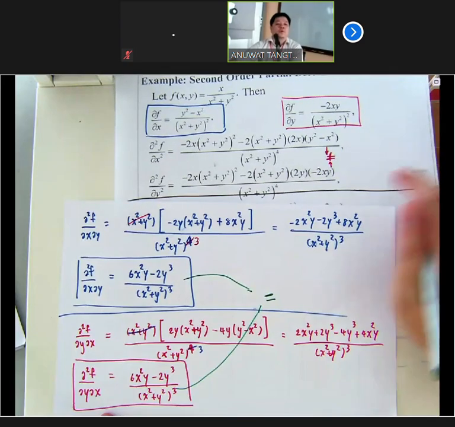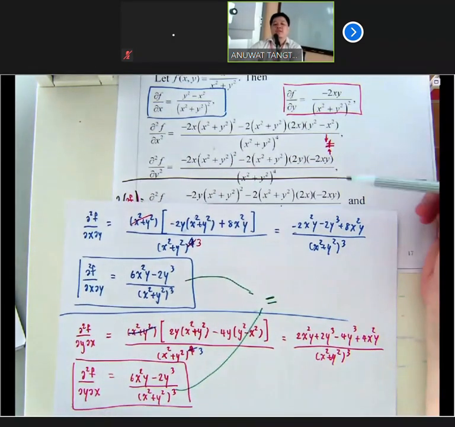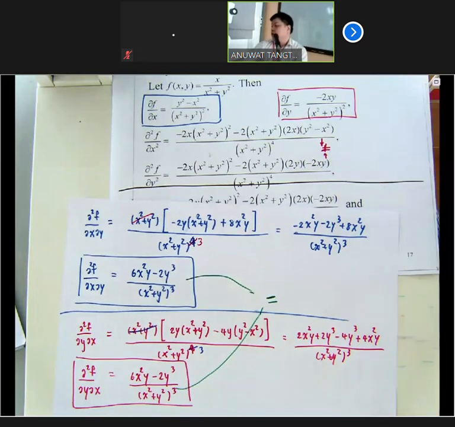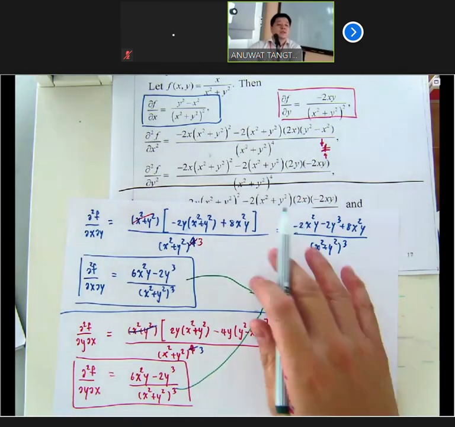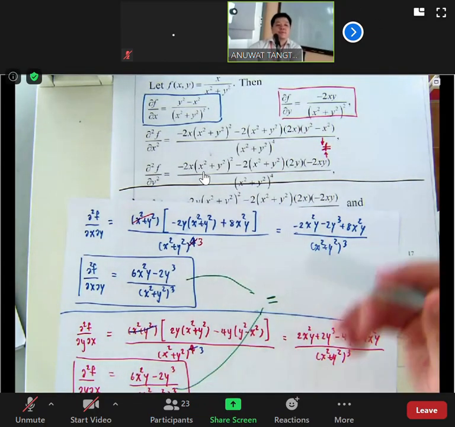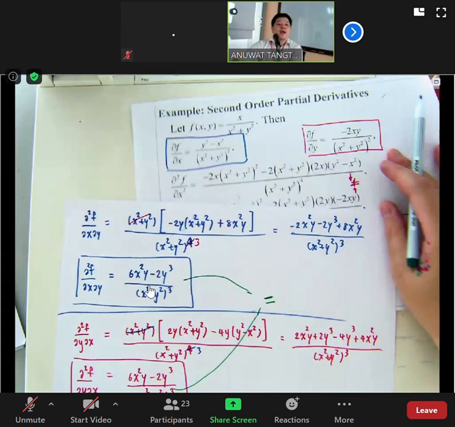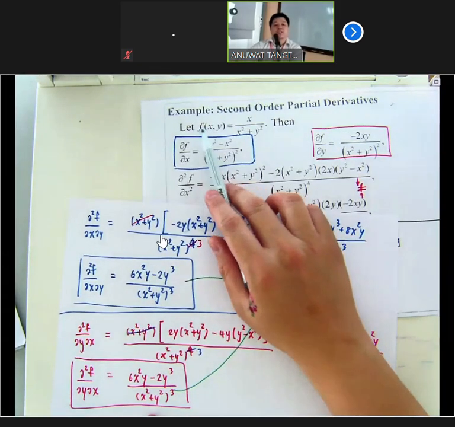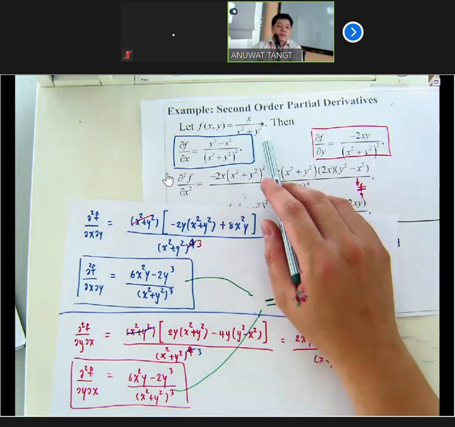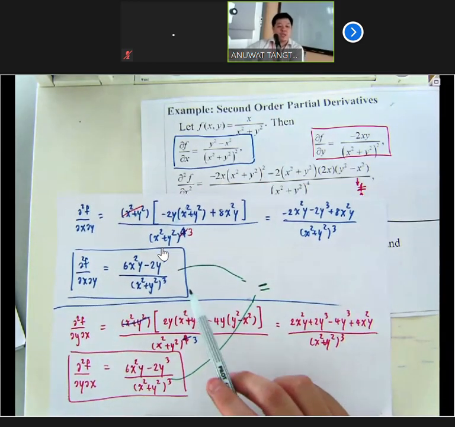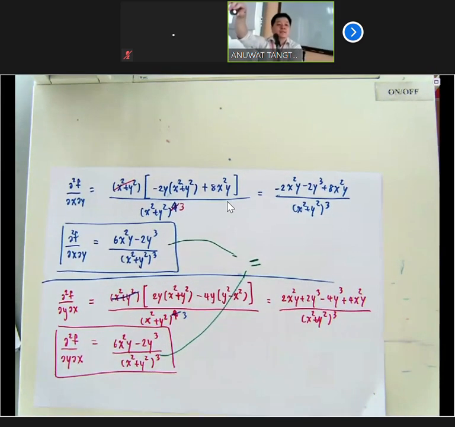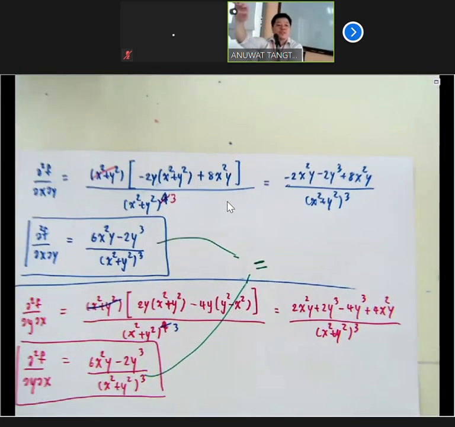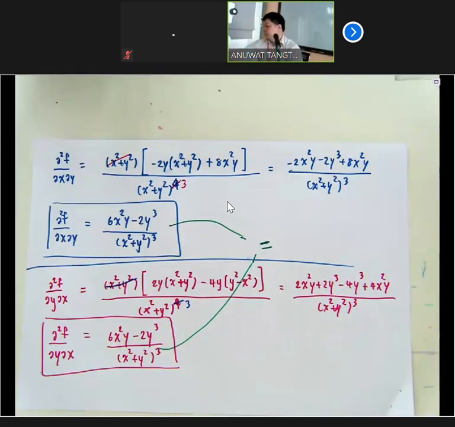Okay, so these two are not equal. So in the previous example, it was just a coincidence that they are equal. But for the case of this mixed partial derivative, if you look at the original function, the function is not symmetric at all. But the mixed partial derivatives come out to be equal again. Is this a coincidence? Is it a coincidence that they are equal? The answer is no.